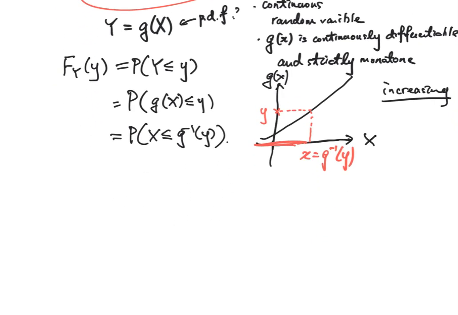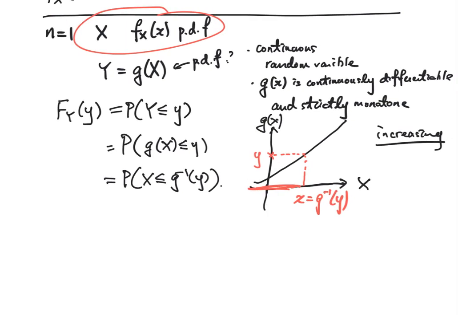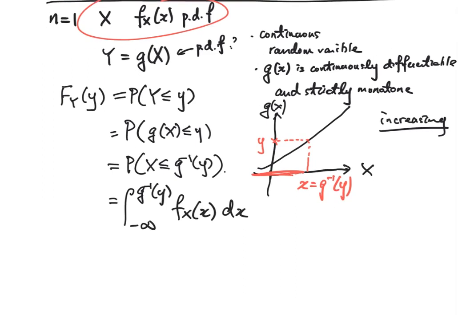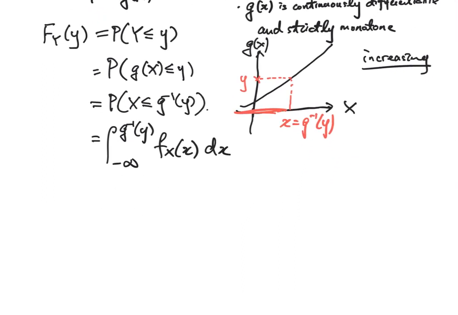Then the next thing is, to evaluate this probability, it will be equal to this integral from minus infinity to g inverse y, with f_S(s) ds, isn't it? So this is the cumulative distribution function of Y, right? Then if you really want to get the PDF, you simply differentiate this CDF one time.